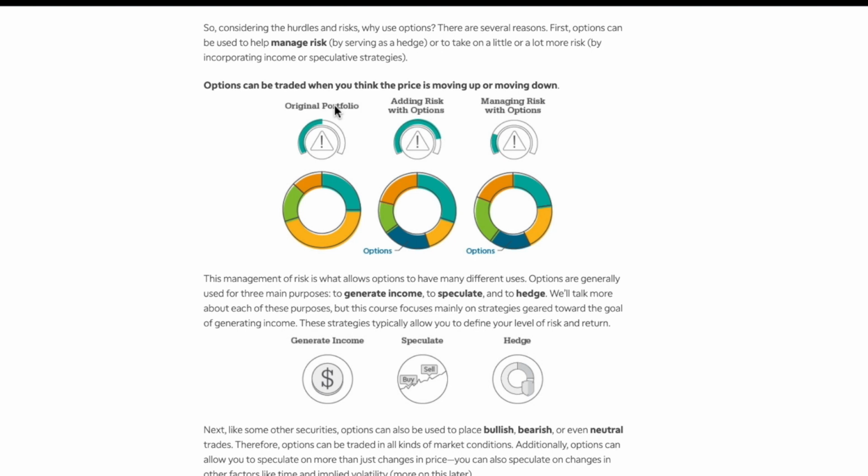So considering the hurdles and risks, why use options? There are several reasons. First, options can be used to help manage risk by serving as a hedge or take on little or a lot more risk by incorporating income or speculative strategies. Options can be traded when you think the price is moving up or moving down. So generally, if you think the price is moving up, we have an option called a call. And when you think the price is moving down, we have a type of option called a put. Just keep those two words in mind for now. We'll get more into detail about them later.